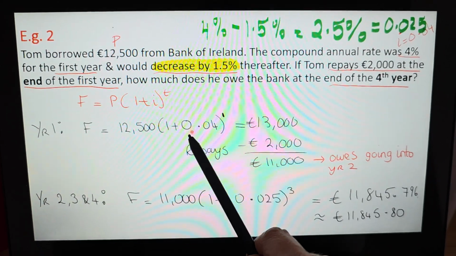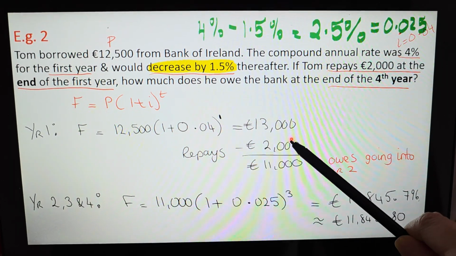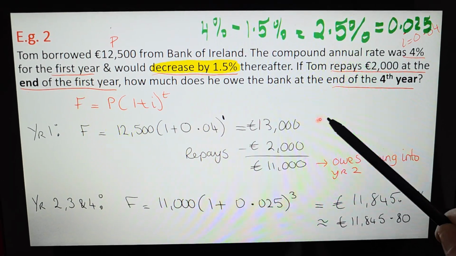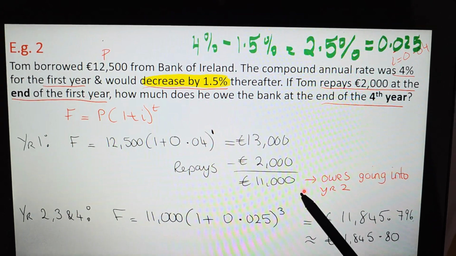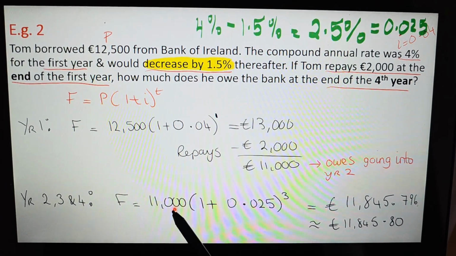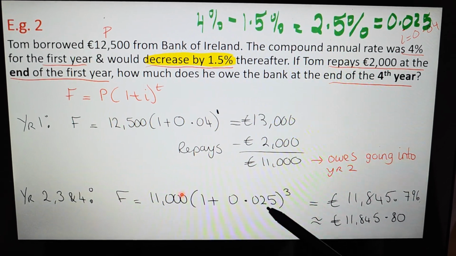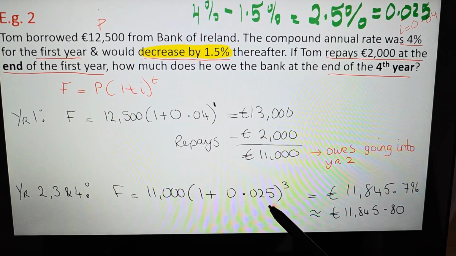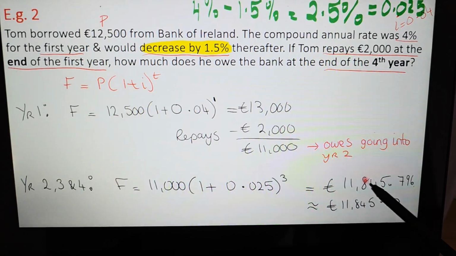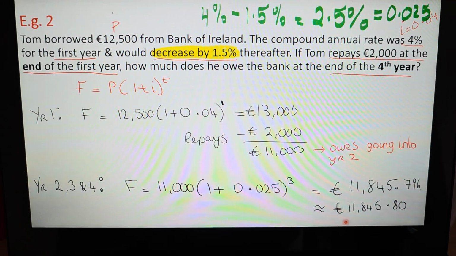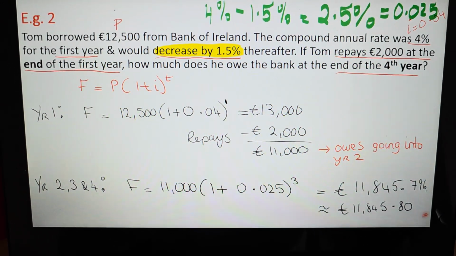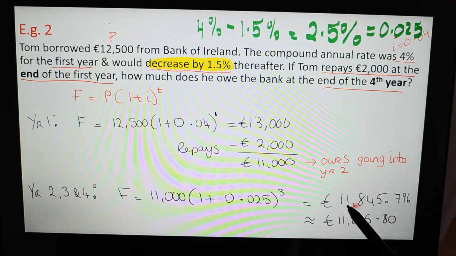And remember, what he had originally borrowed was 12,500. That accumulated interest in year 1, but then he made a repayment of €2,000 at the end of year 1, which meant he still owed 11,000 going into year 2. So then from year 2, 3, and 4, he owed 2.5% interest for each of those years, and he wasn't making any further repayments. So this is the full amount that he owes the bank at the end of the 4th year. And who knows, maybe he'll be able to repay it at the end of the 4th year. Maybe he won the lotto.